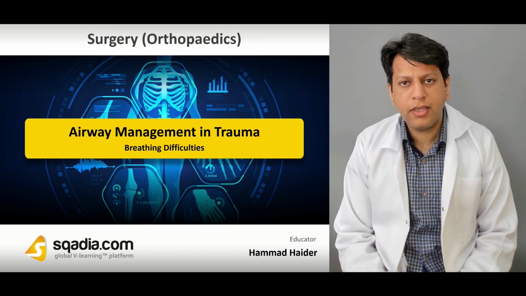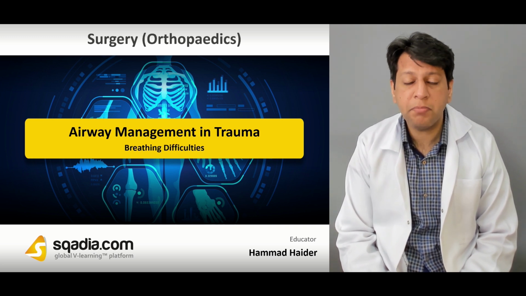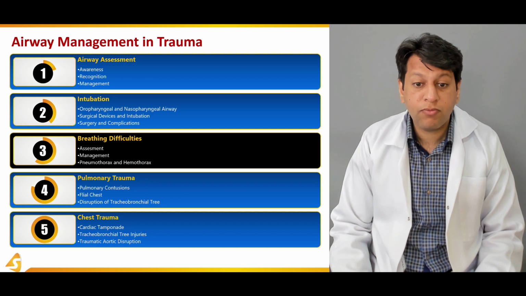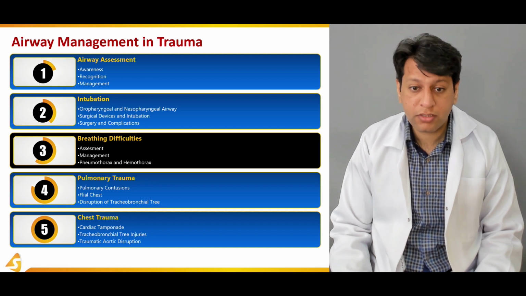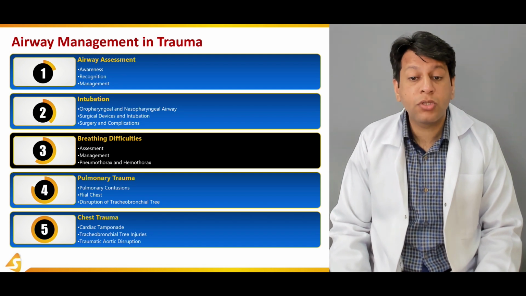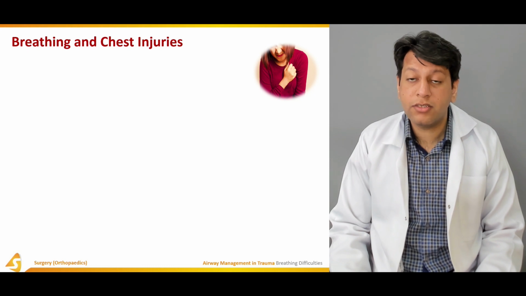Now, after covering airway and cervical spine, we move on to the B in the trauma, that is, how to assess, recognize, and manage breathing problems, especially the life-threatening injuries associated with chest trauma. In this section, we'll be briefly discussing how to assess them, how to recognize and manage them, and what is pneumothorax and haemothorax. So, breathing in chest injuries.